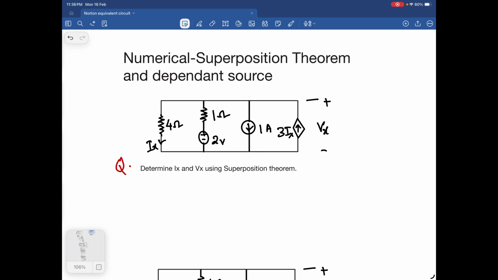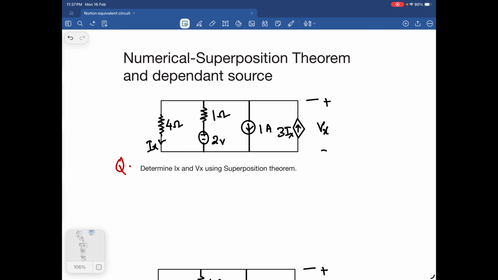In this figure, what we can see is that the current through the 4 ohm resistance is Ix, and the voltage across the dependent current controlled current source is Vx. So we have to find out Ix and Vx using the superposition theorem.